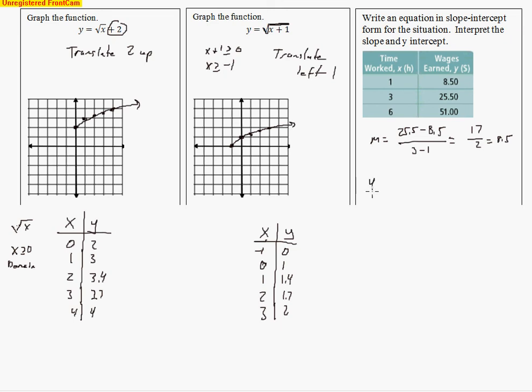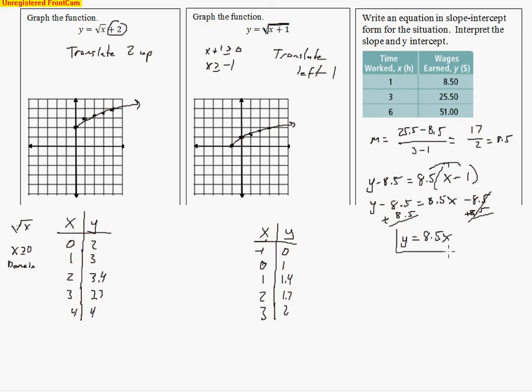And so from there I'll take one of the points. I'll take this 1, 8.5 and substitute into the point-slope formula. So it goes y minus y1 equals the slope, 8.5, times x minus x1, which I'll plug in 1 for. So I do that distribution, and I'm left with y minus 8.5 equals 8.5x minus 8.5. Well, when I go ahead and add 8.5 to both sides, I end up canceling these out to make 0. So I'm left with y equals 8.5x. So that's the equation. And now I have to interpret the y-intercept and slope.